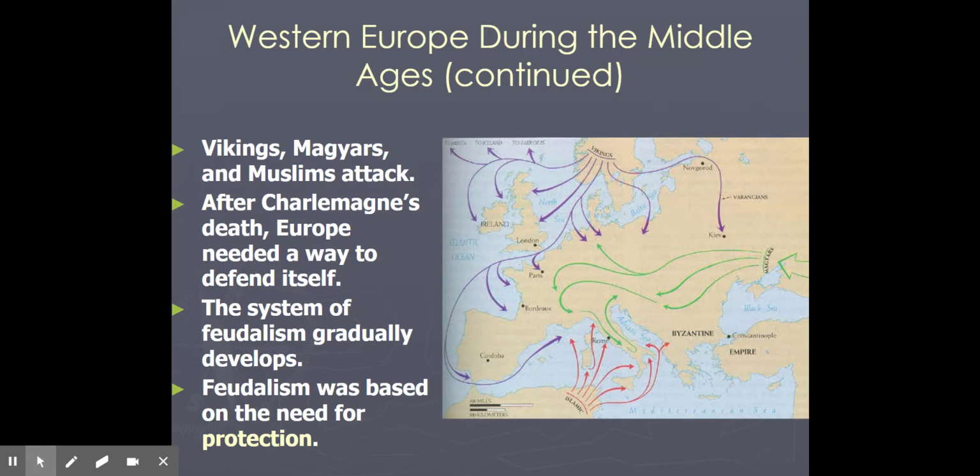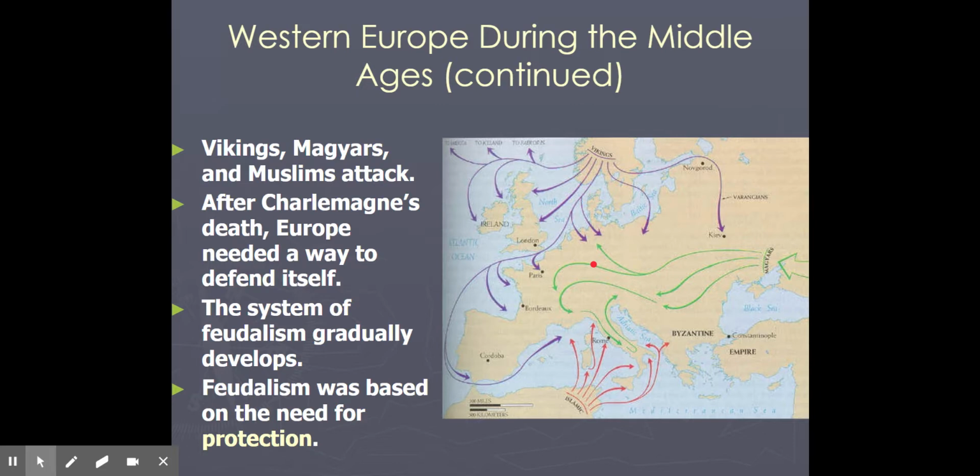So the system of feudalism was based on the need for protection. People needed to be protected from attacks, right? People in the north are getting attacked by Vikings, from the east by Magyars, and by Muslims from the south. And you needed protection because, if you're standing all by yourself and an army comes around and wants to steal all your stuff, basically they're going to steal all your stuff.